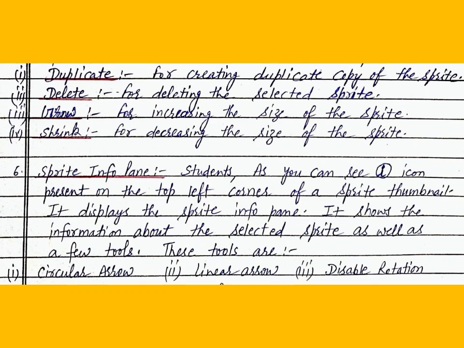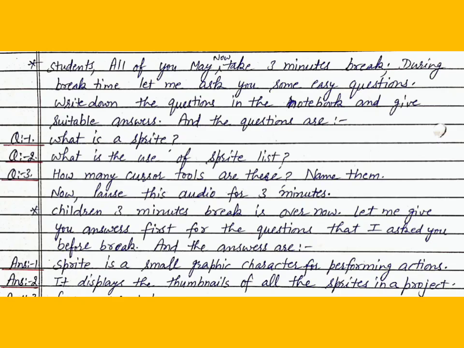Number 6. Sprite info pane. Students, as you can see, there is an icon present on the top left corner of a sprite thumbnail. It displays the sprite info pane. It shows the information about the selected sprite as well as a few tools. These tools are: number 1. Circular arrow. Number 2. Linear arrow. Number 3. Disable rotation.